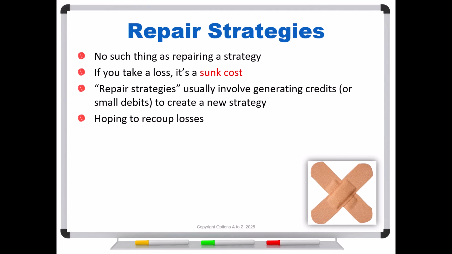And again, what you're doing is hoping to recoup losses. But we all know that hope is not a good strategy. So you don't want to use a repair strategy just because you like the word repair or because you're fearful of taking a loss. You want to do it because your outlook has changed and it's now a convenient trade to make given the fact that you've got a few of these options already in your account. So let's now talk about that you understand the repair word is not really good to use, but we're going to use it anyway.